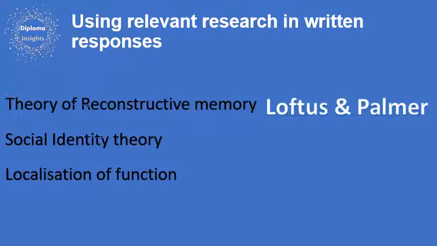If a question comes up about social identity theory, the relevant study you could use is Tajfel, and for localization of function, you might choose to use HM as your study. There is no prescribed list of studies from the IB. You have to make sure that the study you're including is relevant to the question.